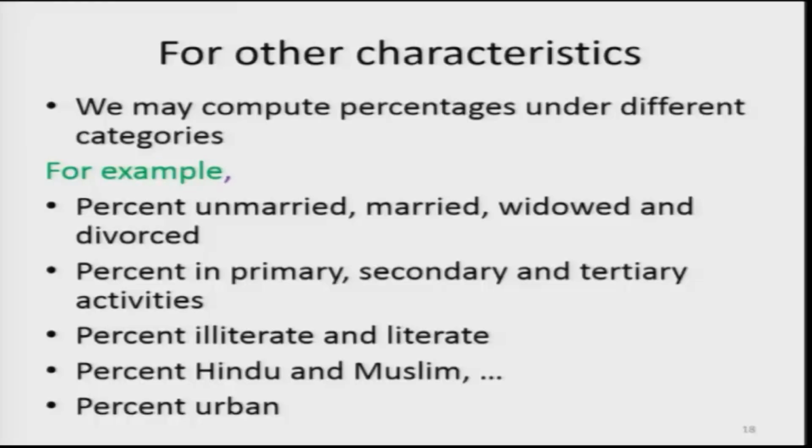You can show these figures separately for different age groups also, because age is a determinant of marital status. So, you can show these things according to age. Similarly, you can show percentage in primary school, secondary school, and tertiary colleges, and overall percentage of illiterate and literate. Similarly, you can calculate percentage of Hindus, Muslims, Jains, Sikhs.